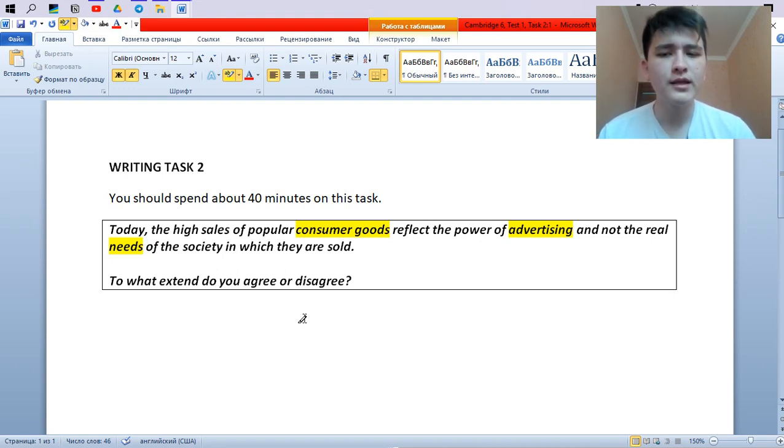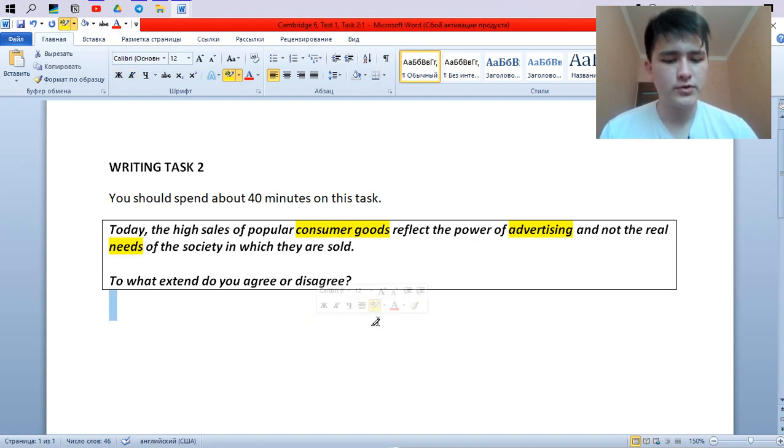Well, I'm guessing the high sales of popular consumer goods reflect the power of advertising. That particular bit means people are buying consumer goods, people are increasingly buying these goods because of advertising and not because they need them. So you see, this is a simplified version. You see how easy it becomes when you understand the task and take a few moments to read it and ponder it. I guess that's good practice. And also, this will probably help you paraphrase better.